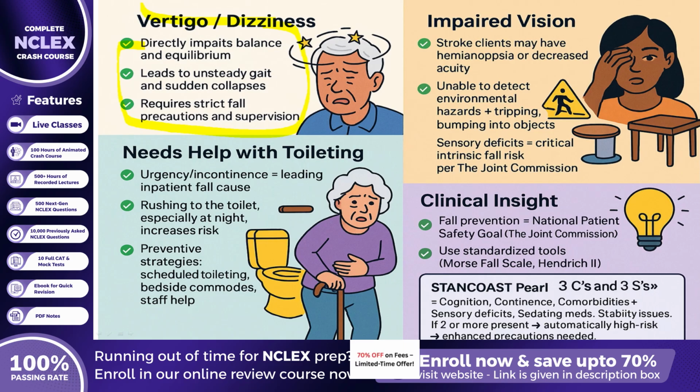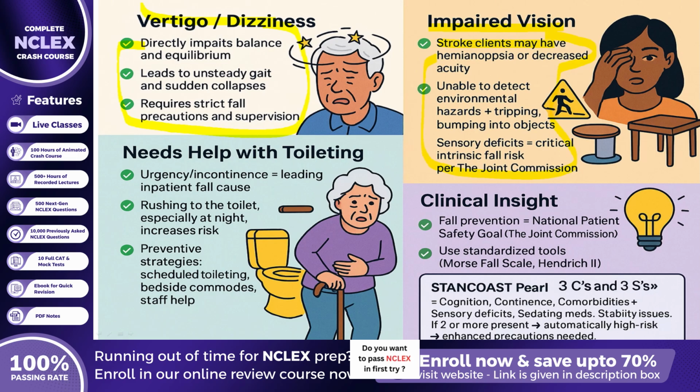Next is option 5, the client has impaired vision. This is correct because vision deficits prevent clients from recognizing hazards in their environment. After a stroke, hemianopsia or decreased acuity can make navigation unsafe, leading to tripping or bumping into obstacles. The Joint Commission identifies sensory deficits such as poor vision as critical intrinsic fall risks.